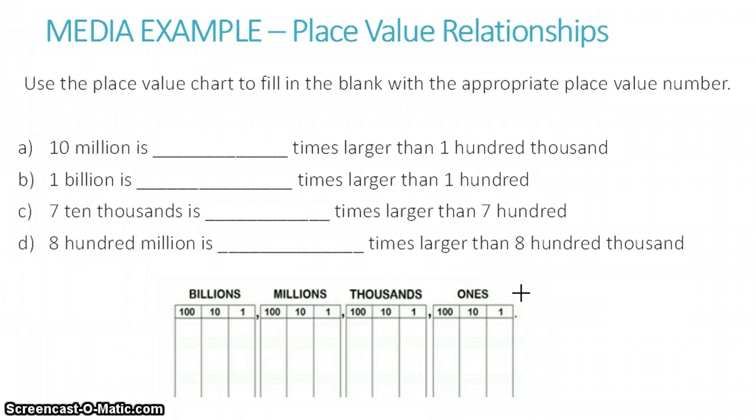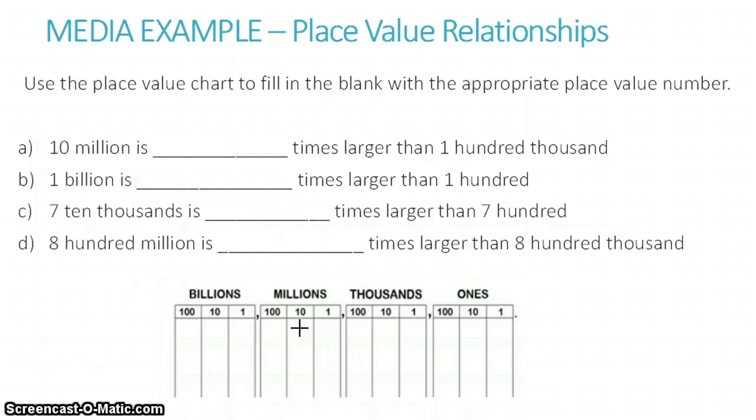You saw in the mini-lesson packet that every time we move one unit to the left in the place-value chart, this number is 10 times as large as the number before it. So even if I look at 1 million and 10 million, 10 million is 10 times as large as 1 million. 100 million is 10 times as large as 10 million.